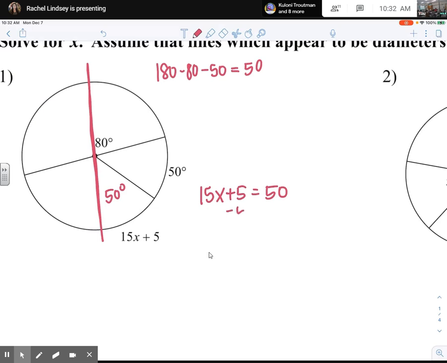You said what? So you should get x equals 3.